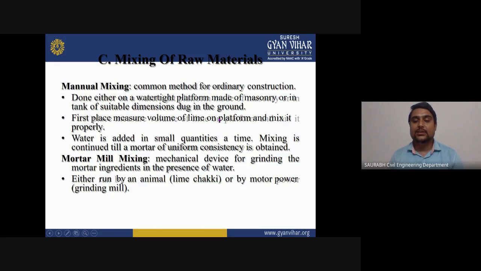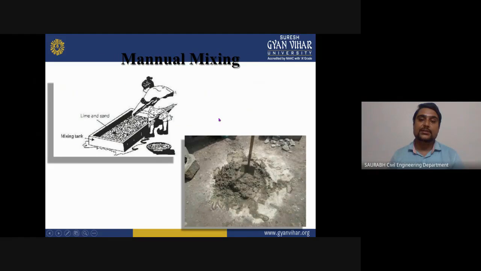Mortar mill mixing is a mechanical device for grinding the mortar ingredients in the presence of water, run either by an animal or by mortar power. As you can see here, this is manual mixing for the preparation of mortar, by which we prepare the cement mortar. As you can see here, we are mixing.